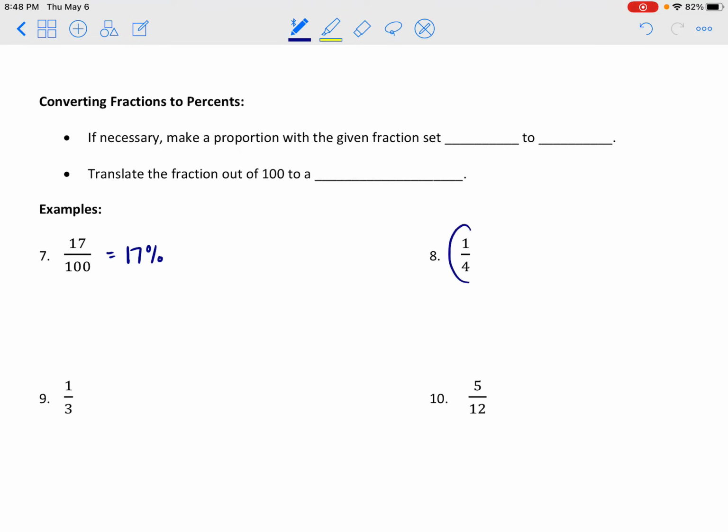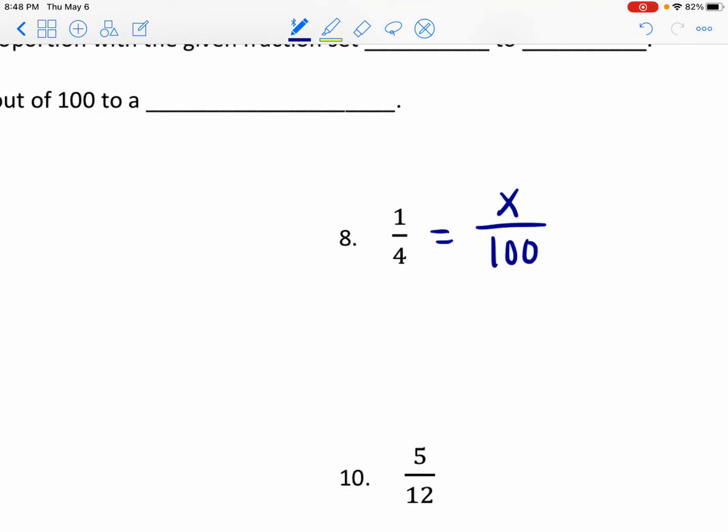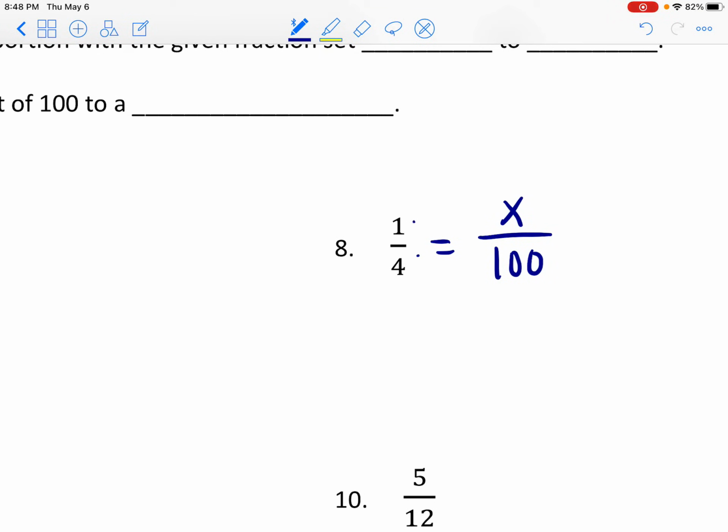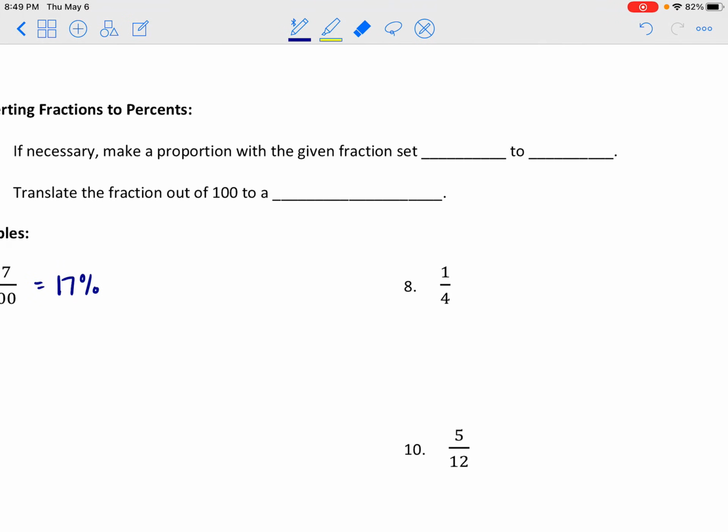So for example, here on 1/4, I'm trying to figure out what that percent is out of 100. What is the number out of 100? Well, if I make a proportion, if I figure out what 1 to 4 is to x out of 100, then I can find my percent. So what is this with respect to out of 100, which is what I'm trying to find? I don't know if that makes sense, but I'm going to make a proportion with the given fraction set equal to x, or n if you prefer the variable n.